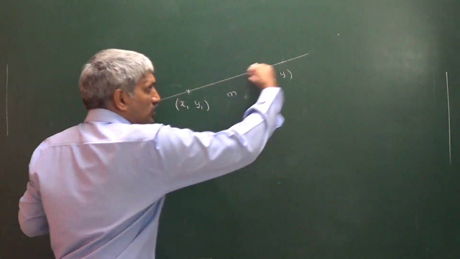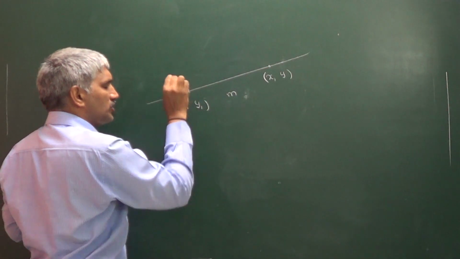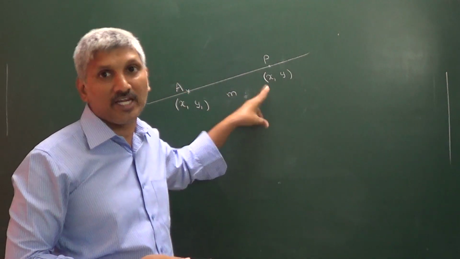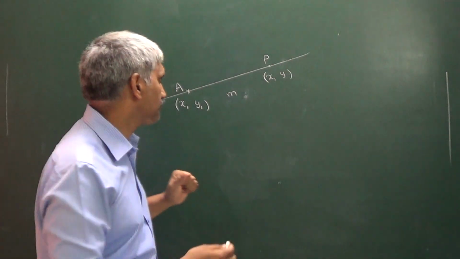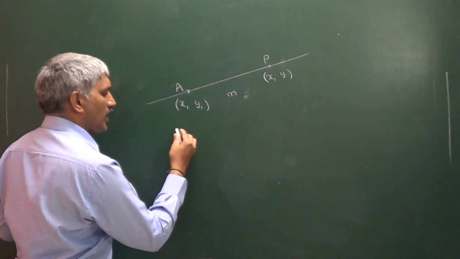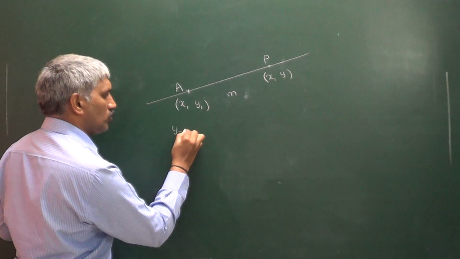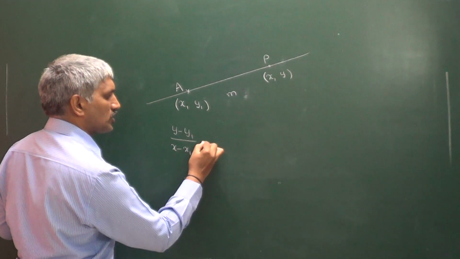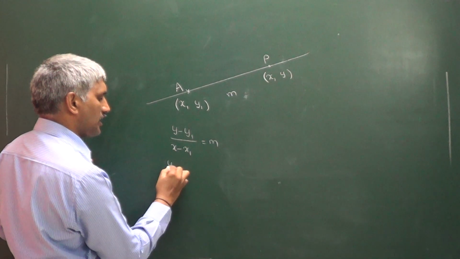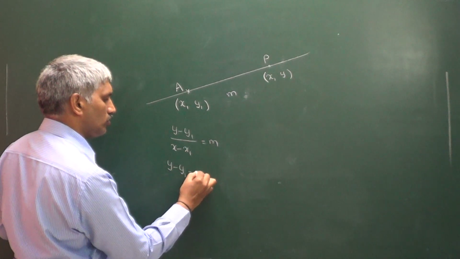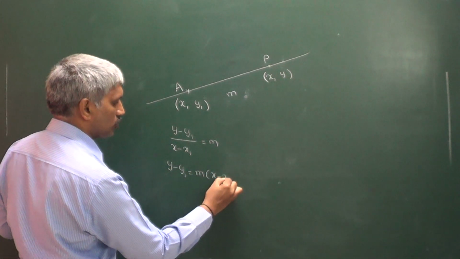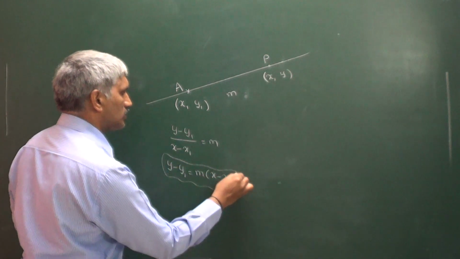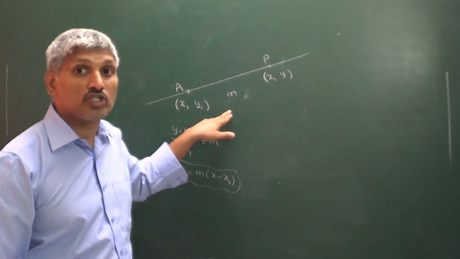So what is the slope of this line? Let us say this point is A and this point P(x, y) is a general point on the line. Anywhere you can take that point P(x, y). Now tell me, what is the slope of AP? Slope of AP is equal to (y minus y1) divided by (x minus x1). That is the slope of AP. Therefore we get y minus y1 equals m into (x minus x1). This is the equation of a line passing through the point (x1, y1) with slope m.